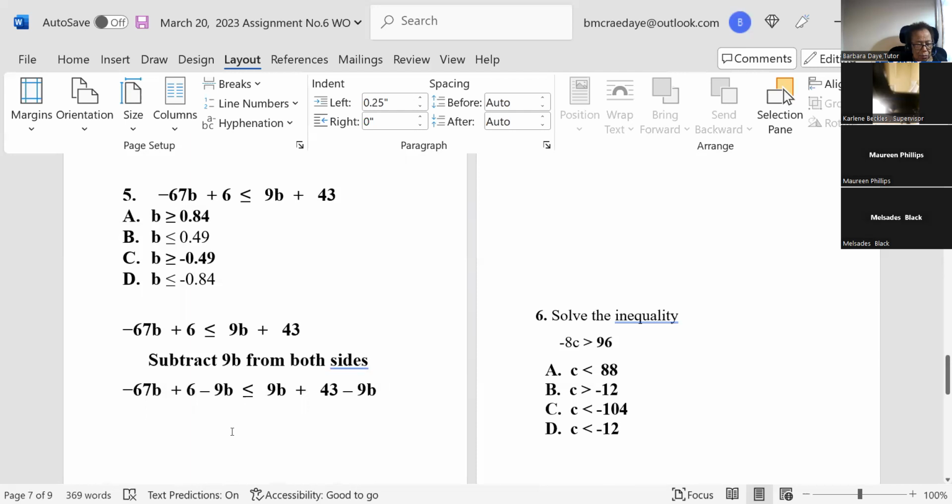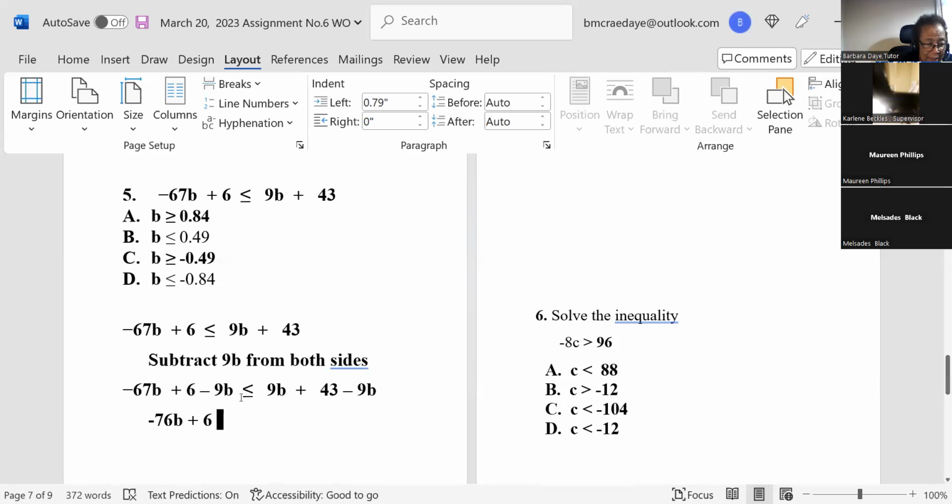9 from 63 is 58. 9 from 67. No. Minus gives you what, Maureen? Oh, a plus. You add the two negatives. What's this? Minus 67B and a minus 9B. What does that give you, Maureen? 9 and 7 is 16. Minus 76. So that would be a minus 76B. And you still have your 6, right?